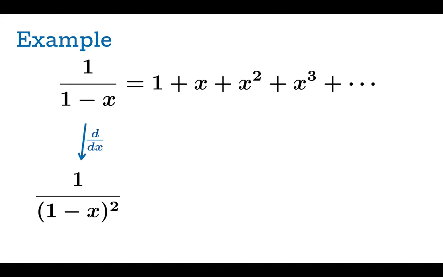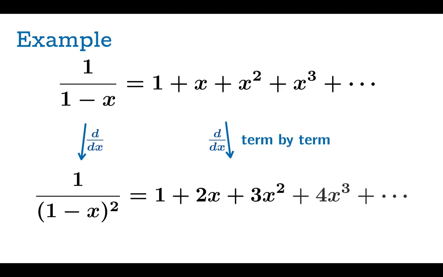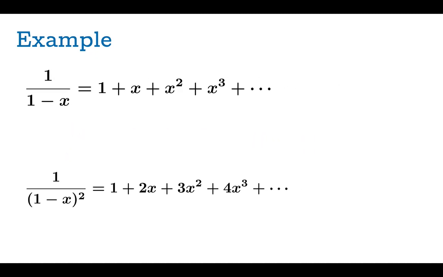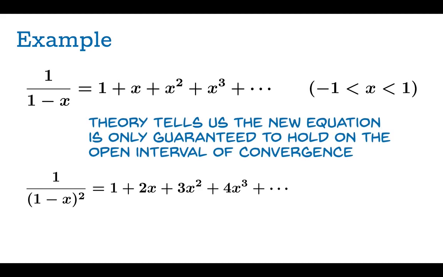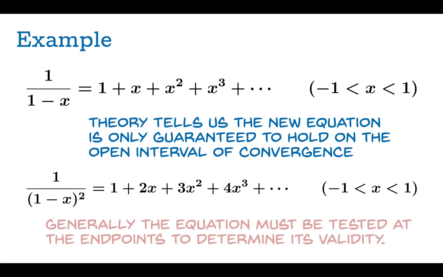But if you take the derivative of the right side, we can just go term by term. You're going to get 0 plus 1 plus 2x plus 3x squared, and so on. So there is our power series. We took the derivative of both sides. And remember that the theory tells us that the new equation you get is only guaranteed to hold on the open interval of convergence. So we started with the interval of convergence already open from negative 1 to 1. So guess what? This thing has to be true on negative 1 to 1. And it might be true also at the endpoints, but you have to check case by case. So generally you can't just assume that this is true at either endpoint. You'd want to test to see if it's true.